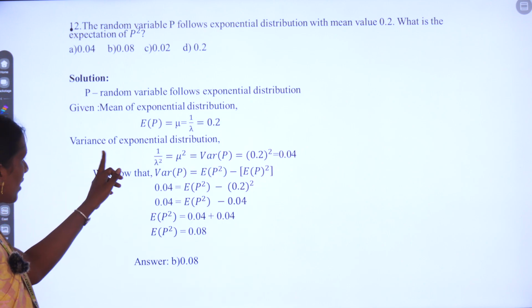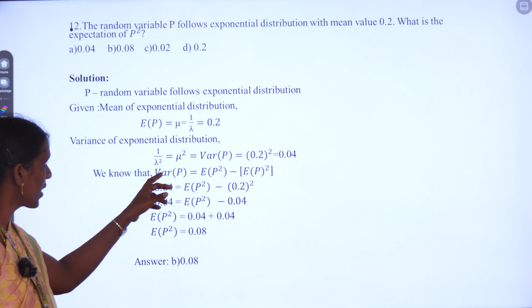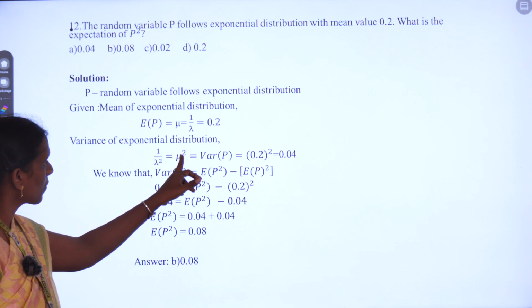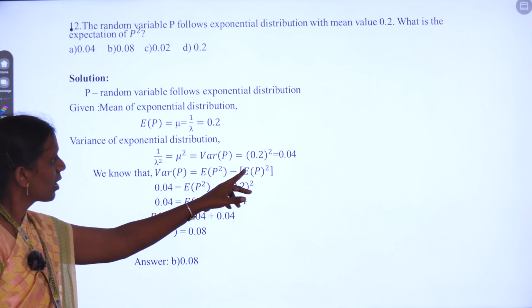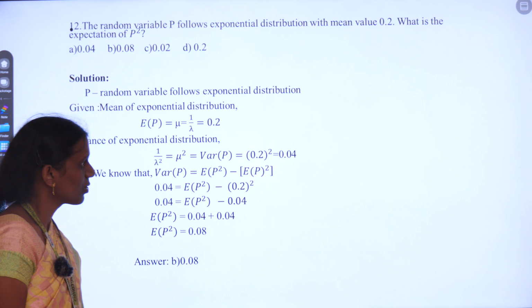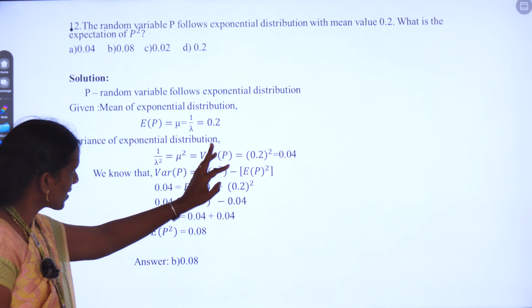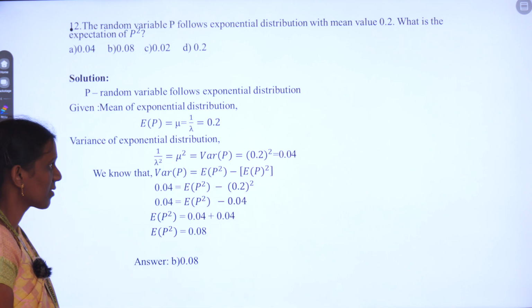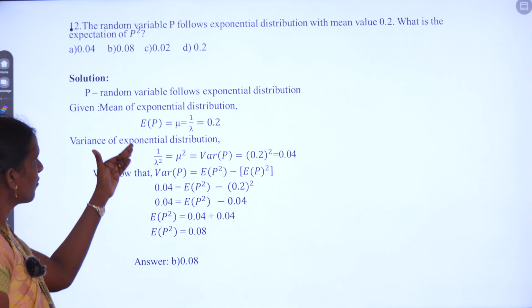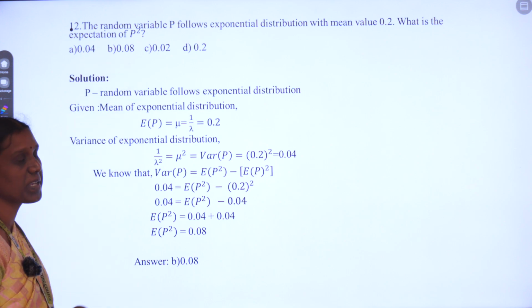Now from this mean we can find the variance. The variance of exponential distribution formula is 1 by lambda square. So 1 by lambda square is equal to mu square. Therefore variance of P is equal to 0.2 the whole square, which is equal to 0.04. So the mean of the exponential distribution is 0.2 and the variance is 0.04. From the given data we have these two. Now we were asked to find the expectation of P square.